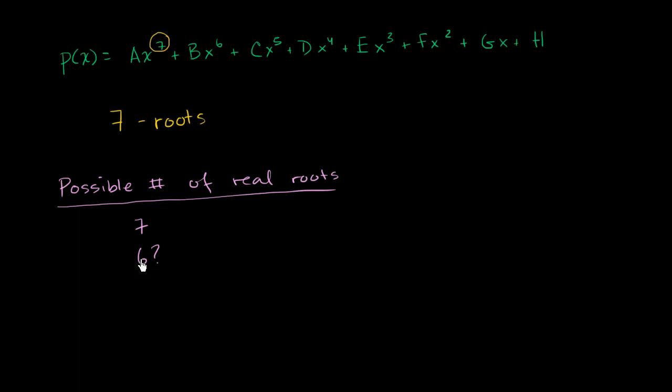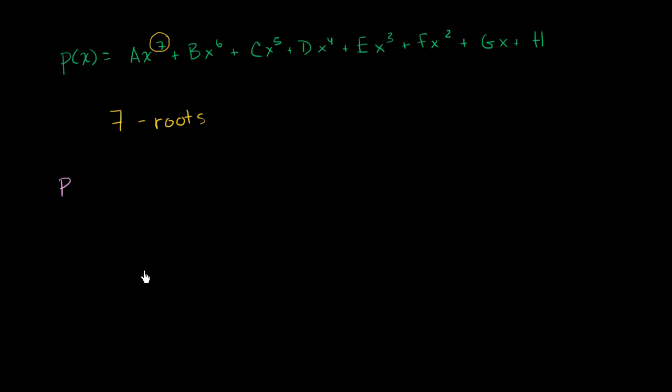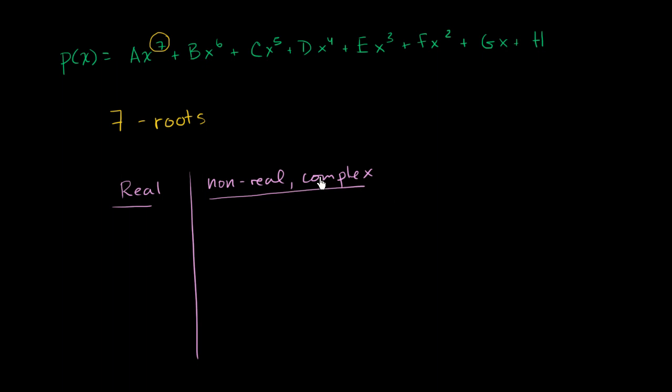If you have 6 real, actually, let's do it this way. Let me write it this way. So real roots, real, and then non-real, complex. The reason why I'm not just saying complex is because real numbers are a subset of complex numbers, but this is being clear that you're talking about complex numbers that are not real. So you could have 7 real roots, and then you would have no non-real roots, and so this is absolutely possible.